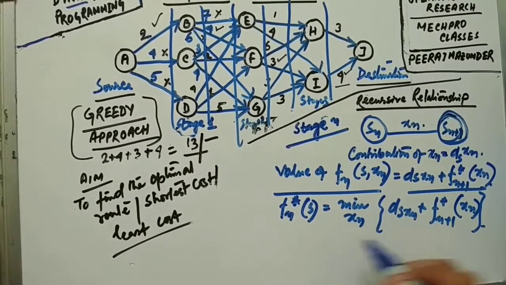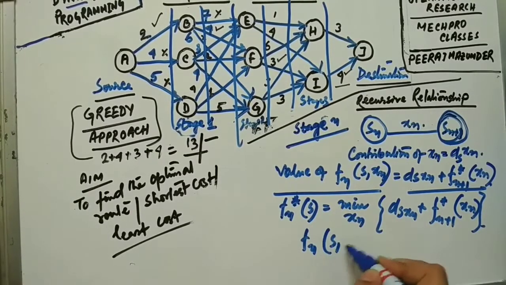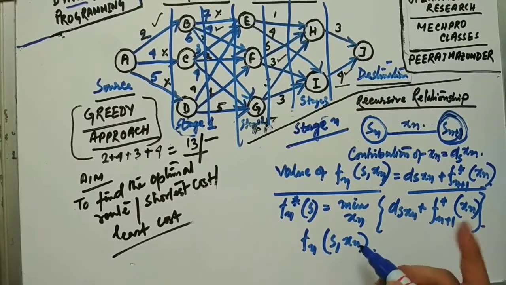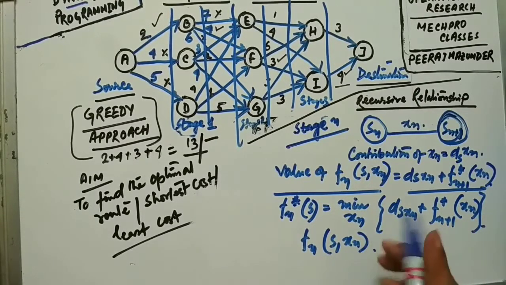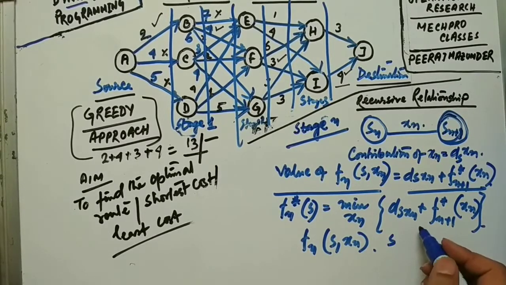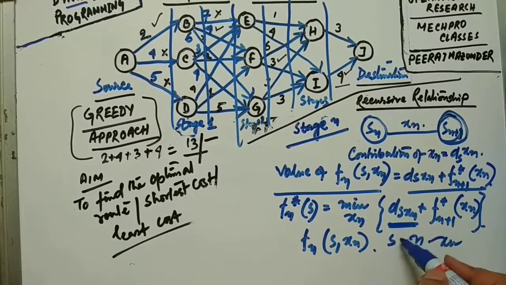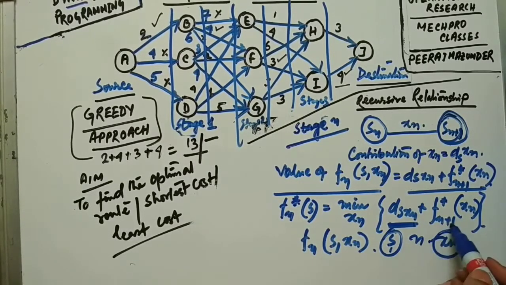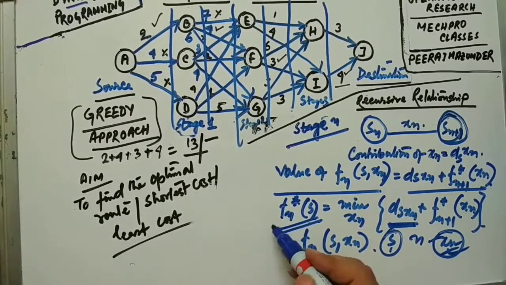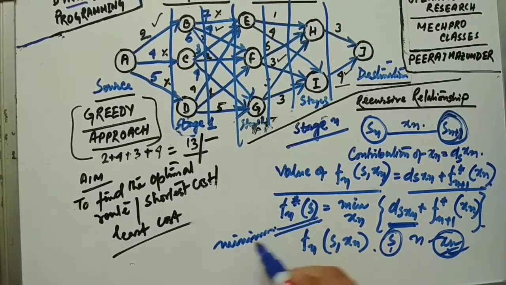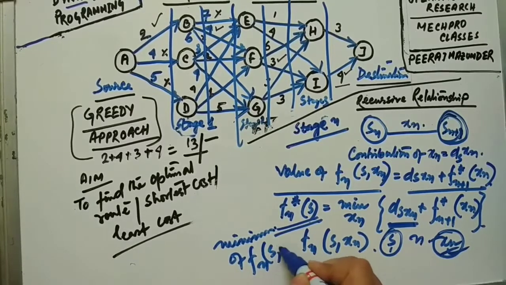Now this f n of S, Xn is the distance of the best overall policy for the remaining stages, given a run from state S, ready to start stage n with immediate destination Xn. And this d S Xn is the distance from state S to immediate destination Xn. Now f n plus 1 star of Xn is the optimal distance at the previous stage with this Xn. And f n star is the corresponding minimum value of f n of S comma Xn.